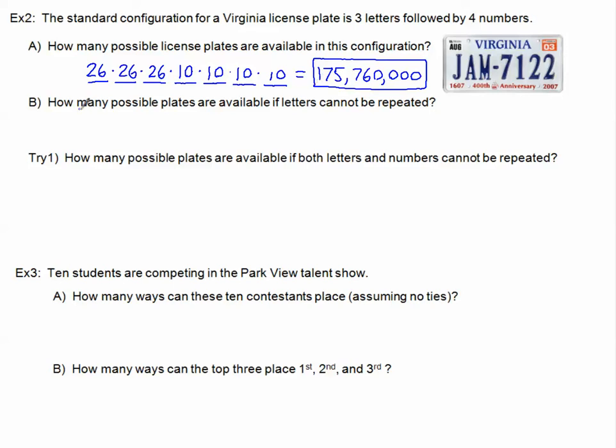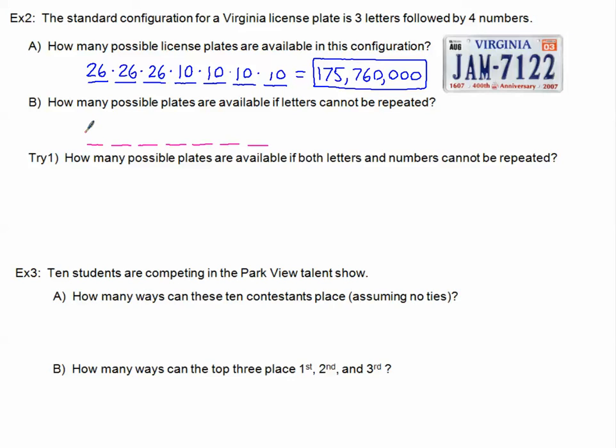Part B says, how many possible license plates are available if the letters cannot be repeated? Okay, it's still 7 events. It's still picking a first letter, picking a second letter, picking a third letter, picking each of the 4 numbers. There's still 7 events, but if the letters cannot repeat, let's figure out how many ways these events can occur.